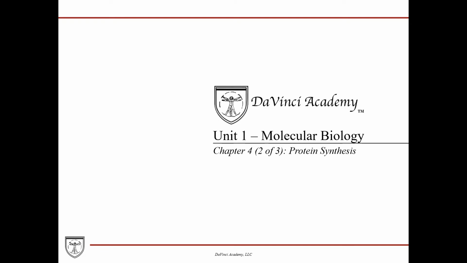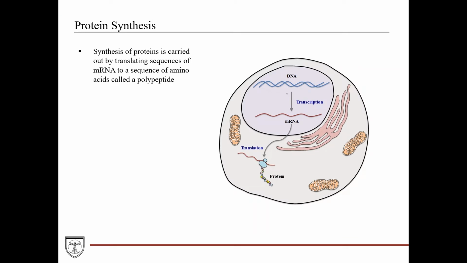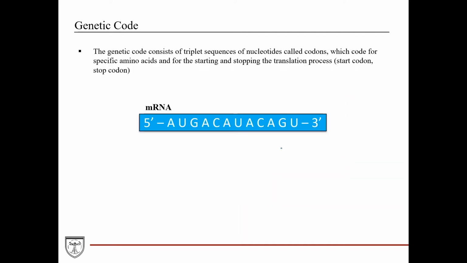All right, so this is the second lecture for Chapter 4. In the previous lecture, we talked about protein structure and protein function. Now in this lecture, we're going to talk about protein synthesis. So again, just to come back to this figure that we've visited throughout these lectures, you start with DNA, then you get transcription. We've talked about forming our mRNA, and then we're going to talk about this last leg here, translation. So to talk about translation, you got to talk about the genetic code.